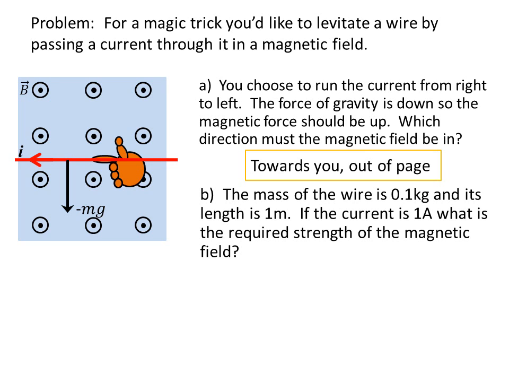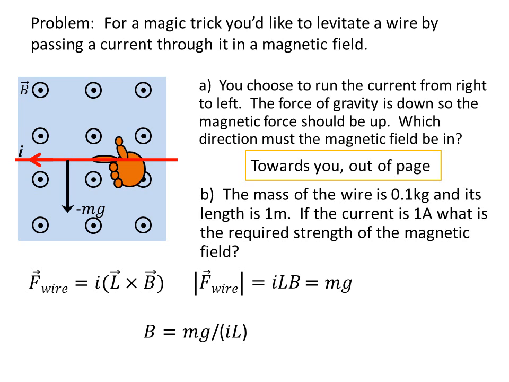The mass of the wire is 1/10 of a kilogram, and its length is 1 meter. If we put a current of 1 amp through the wire, what is the strength of the magnetic field we need to make it levitate? Well, the force on the wire is equal to the current times L cross B. L and B are perpendicular to each other, so the magnitude of the force on the wire is just the current times L times B. And that's equal to mg, the force of gravity.